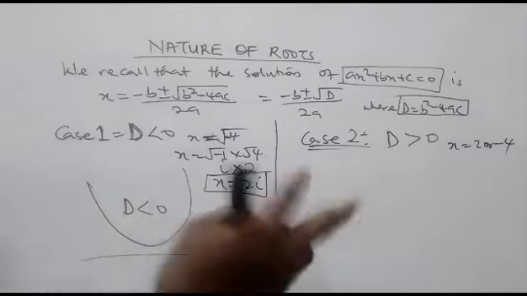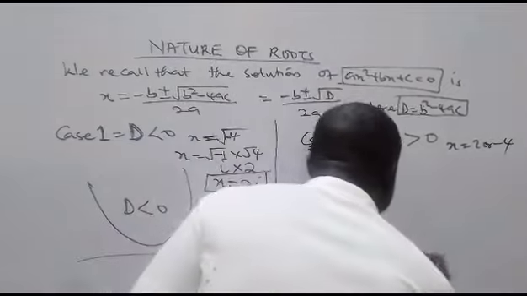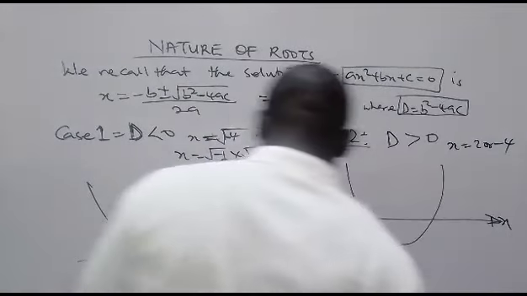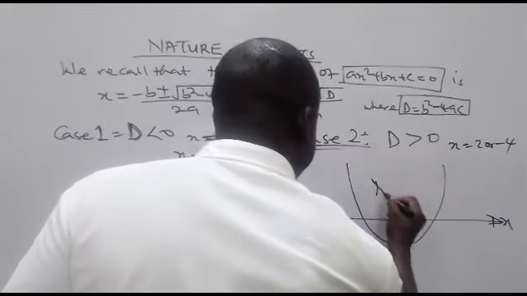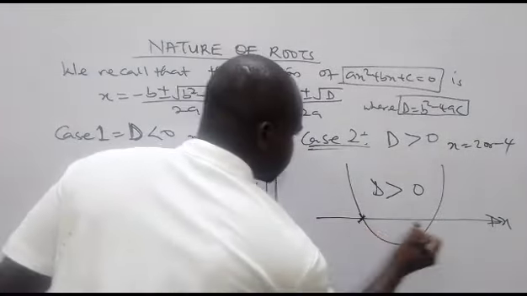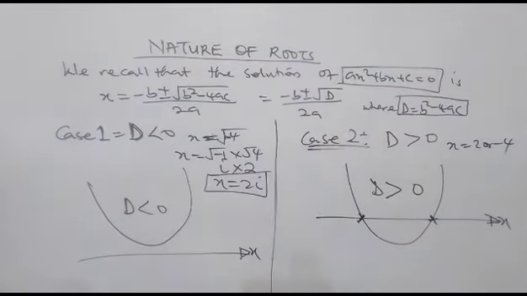They have different values. Then the implication is that we are going to have something of this nature. The curve is going to cut across the x-axis like this. When the discriminant is greater than 0, we are going to have something like this. These are the roots of the equation. We pick the roots from along the x-axis, the two points where the curve cuts. When it's greater than 0, that is the type of curve that we have.